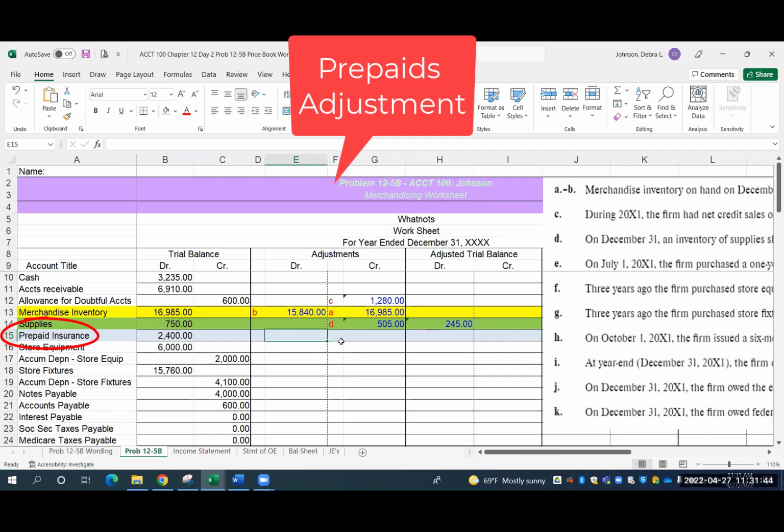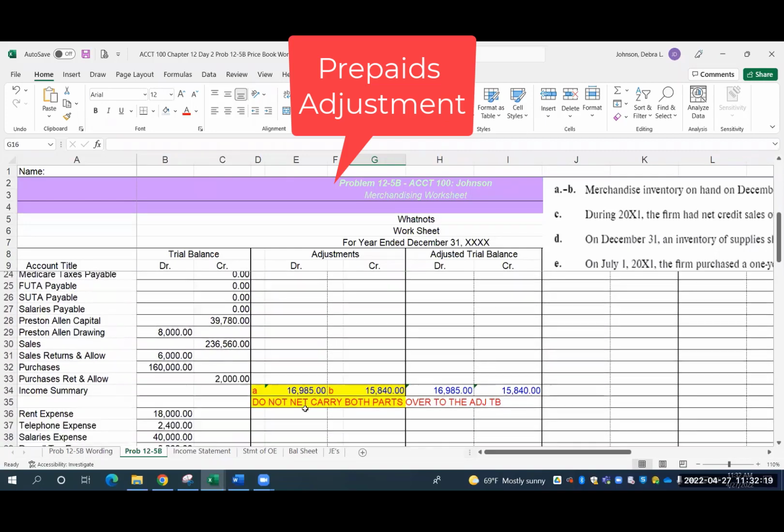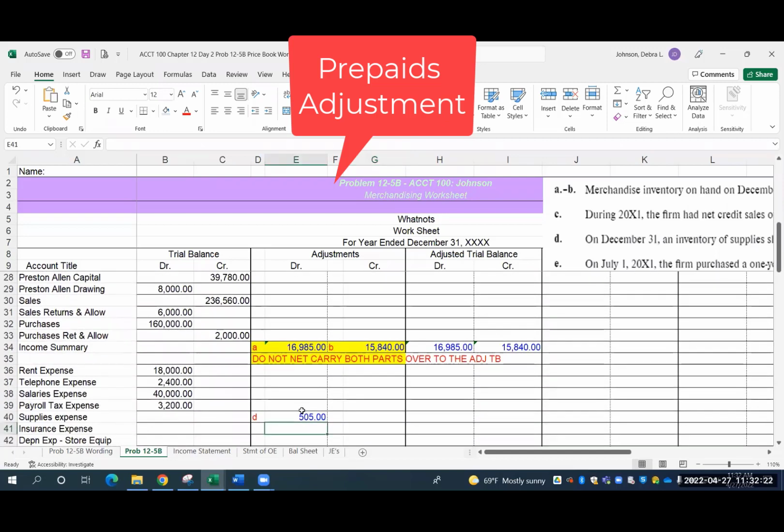Here's our how much has been used. July, August, September, October, November, December. I get 6 months used up. So 6/12 of that would be half. Half of it's gone. 6 months are used up. So I'm going to take $1,200 out of the prepaid and put it into an expense. What kind of expense? Well, this was insurance. So I'm going to use insurance expense. I'm going to go down to the expenses, find insurance expense, and pop that in there.